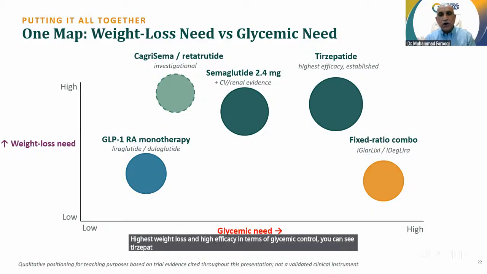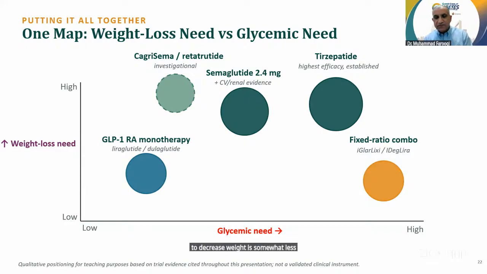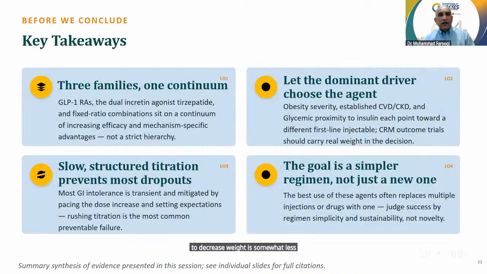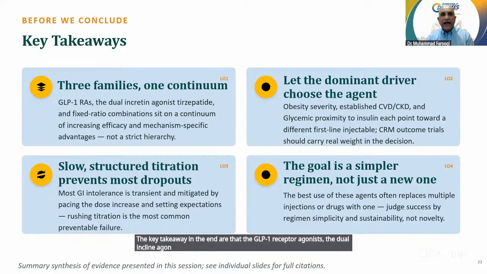The fixed ratio combinations can give you good glycemic control, but their ability to decrease weight is somewhat less. So the key takeaway in the end is that the GLP-1 receptor agonists, the dual incretin agonist tirzepatide, and the fixed ratio combinations are all available to you, and they sit on a continuum of increasing efficacy and the advantage that their mechanism of action gives you.